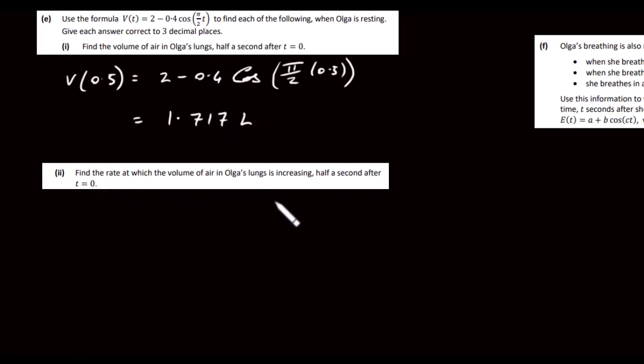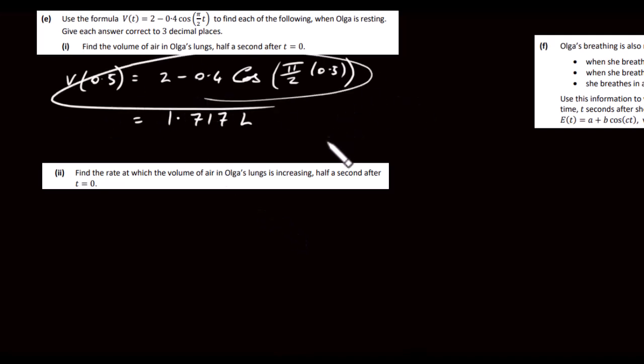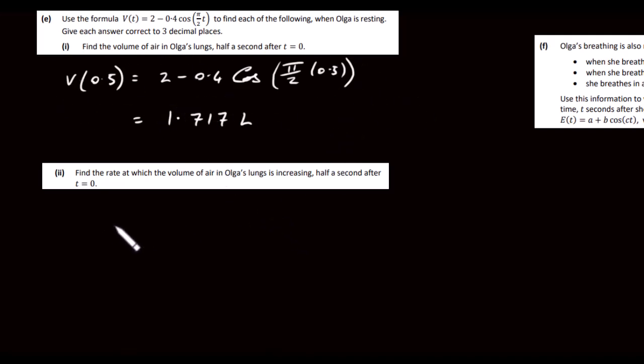Second one here, find the rate at which the volume of air in Olga's lungs is increasing half a second after t is equal to 0. So we've got to take our function, this function here, and we've got to differentiate it. So let's do that. So we have v prime t, that's going to be equal to, this will become 0, the minus 0.4 will remain there.